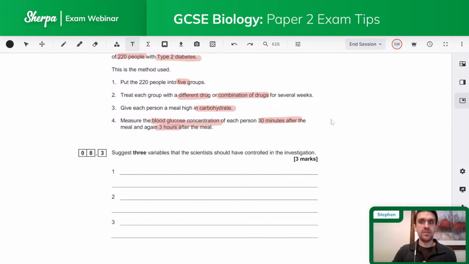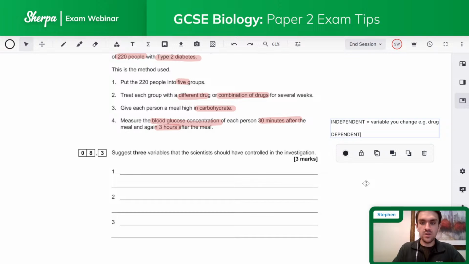Again, something that comes up every year, and this time we're thinking about our scientific methodology. So variables are really important. We have independent variables. This is a thing that students, even going into that last exam, still can't get to grips with. Independent variables are the things that you change. In this case, we're changing the drug to see which one has the best effect.